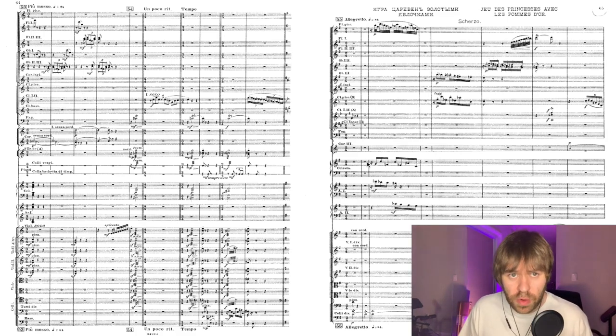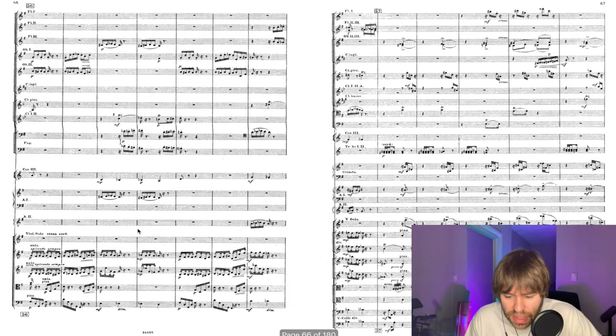Interesting thing about this form-wise, of all the pieces we've looked at, this one fits the best straight up into a 7-part rondo, an ABACABA. So if we consider this A, right?